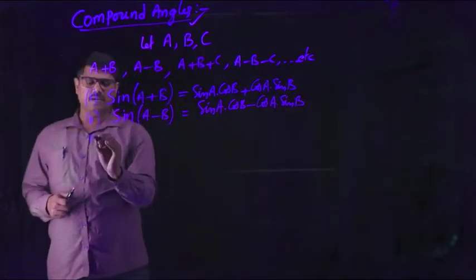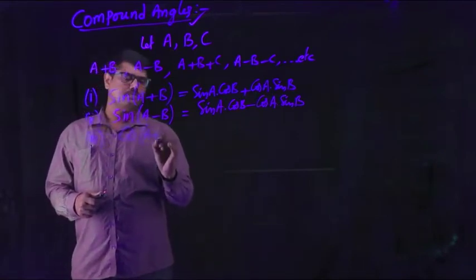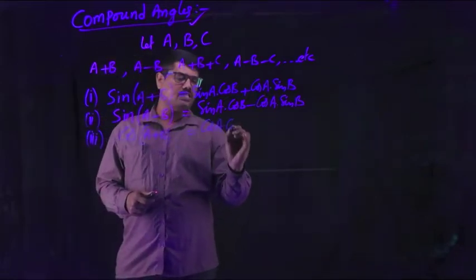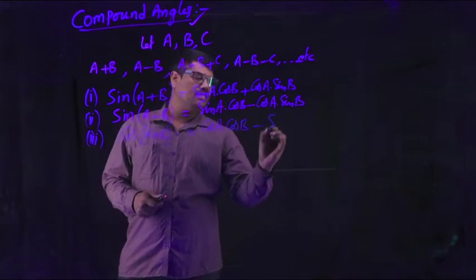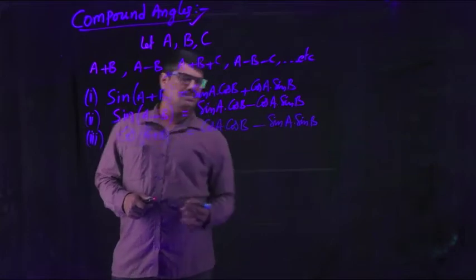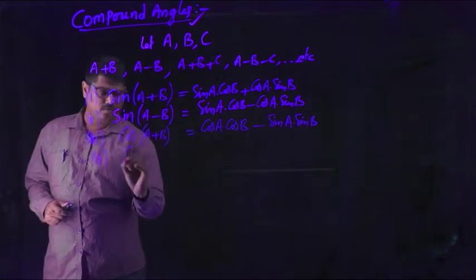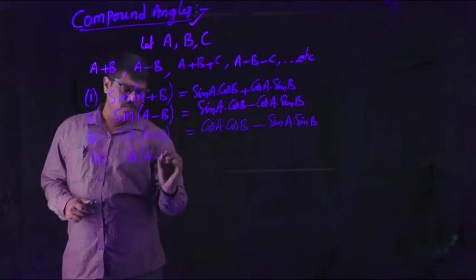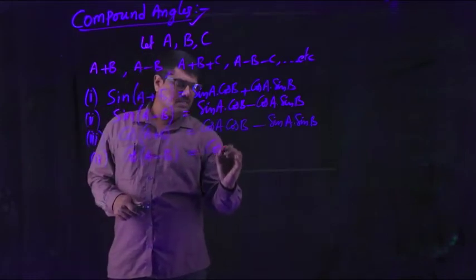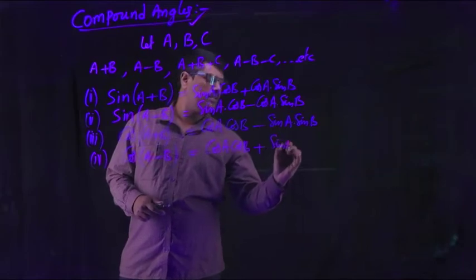Now let us see the cos formulas. Cos of A plus B has the formula cos A cos B minus sin A sin B. Now let us go for its negative value between A and B. Cos of A minus B. The formula of cos of A minus B is cos A cos B plus sin A sin B.